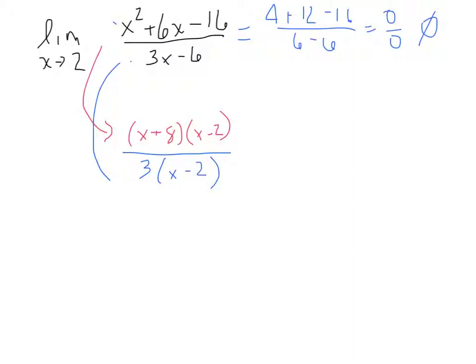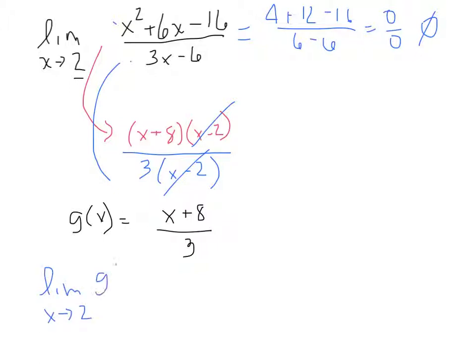Alright, so now if you look, we have x minus 2 on the top and the bottom. We can cancel that out, and so our equivalent g of x is x plus 8 over 3. Now what we can do is take the limit as x approaches 2 of g of x. And that's basically going to directly substitute 2 in there. And we're going to get 2 plus 8 over 3, which is 10/3, or 3 1/3.